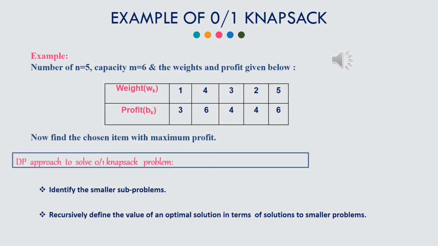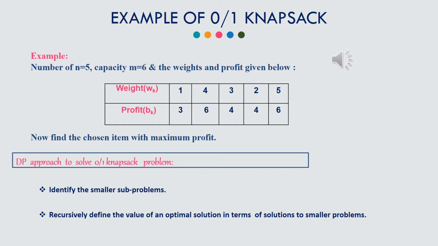Now let us see the mathematical example of the 0-1 knapsack problem. In this example we have 5 items, so n is equal to 5. The maximum capacity is 6, so the variable m is equal to 6. For weight 1 the profit is 3, for weight 4 the profit is 6, for weight 3 the profit is 4, for weight 2 the profit is 4, and for weight 5 the profit is 6. So now we have to choose items with maximum profit.